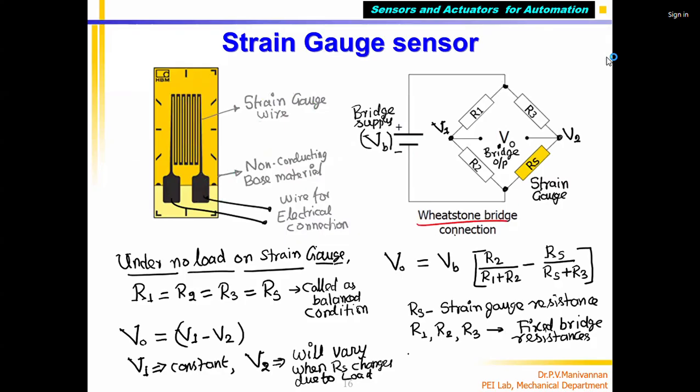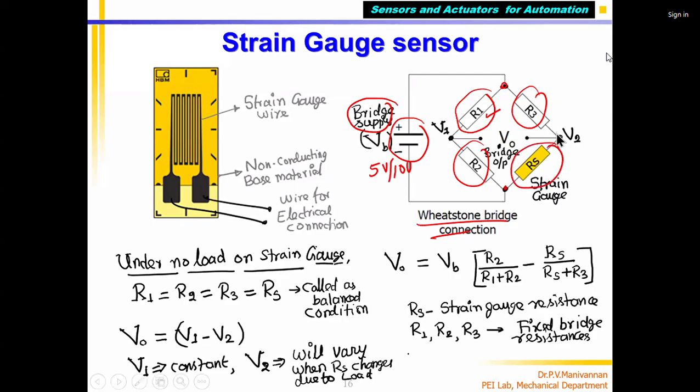This is the Wheatstone bridge. A Wheatstone bridge consists of a power supply, which is called the bridge supply. You have to supply a constant voltage, for example, 5 volts or 10 volts. The Wheatstone bridge consists of 4 arms, that is, 4 resistors. Each one is called one arm. This is the second arm, this is the third arm, and the fourth arm. Normally in a Wheatstone bridge, R1 equals R2 equals R3 equals R4.